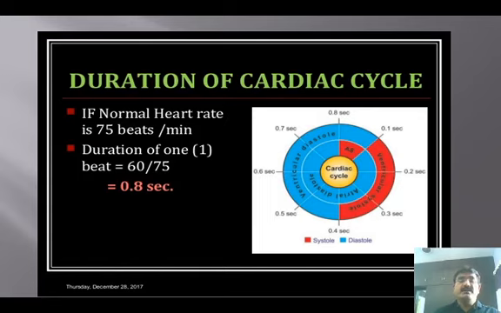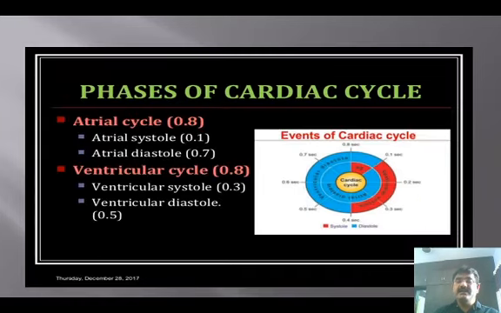Okay, within that, after the 0.1 second, the second beats will occur, and these are nothing but the cardiac cycle. Now the phases of the cardiac cycle, I already told you about. There are 4 phases of the cardiac cycle. They are the auricular systole, auricular diastole, ventricular systole, and ventricular diastole.